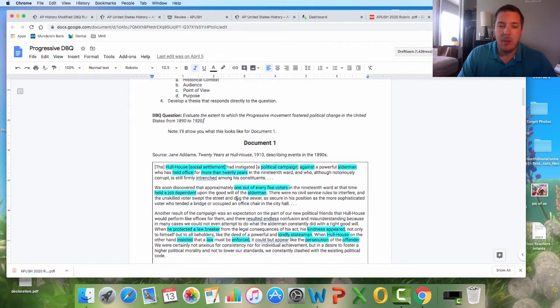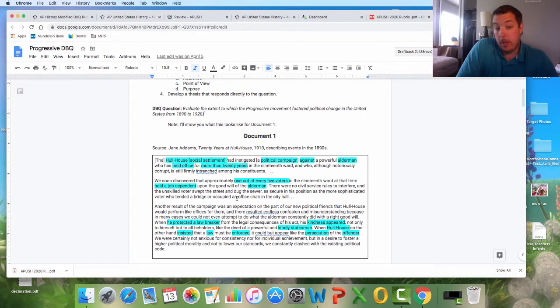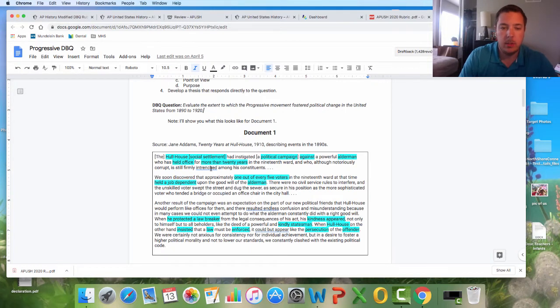In this case, I would highlight the text. Just real quick, what is this document about? Bam, Jane Addams, Hull House. She's saying this is a powerful alderman who's corrupt, basically handing out jobs in exchange for votes, and she was not successful in dealing with him. So this would be continuity. That's how I'm going to use this document.